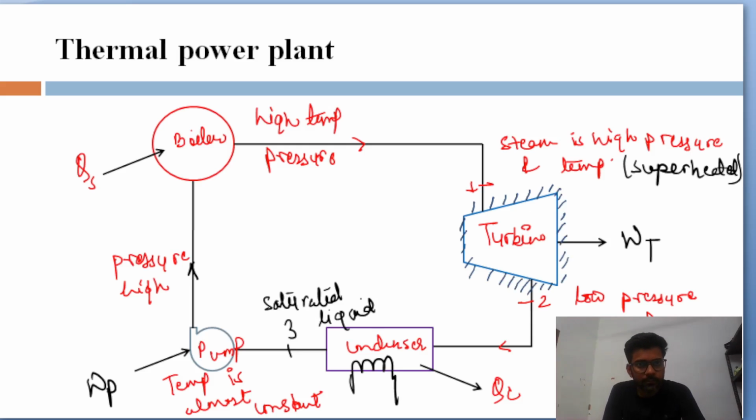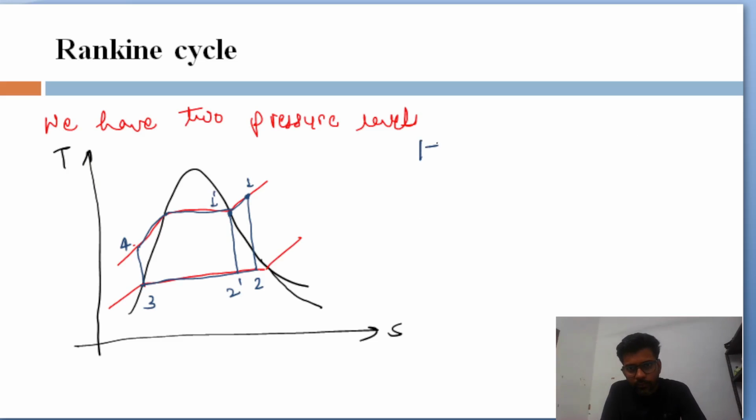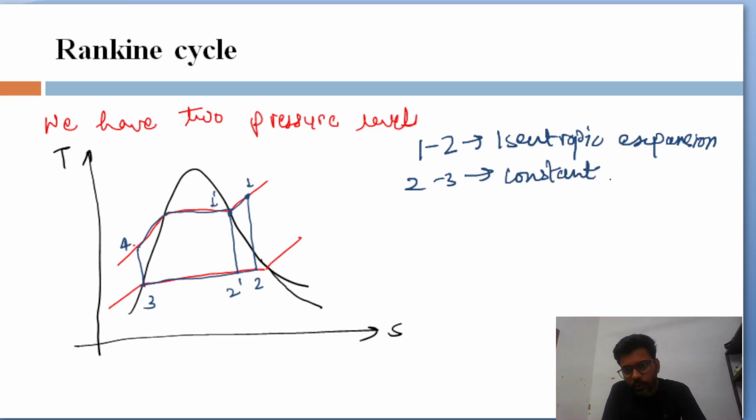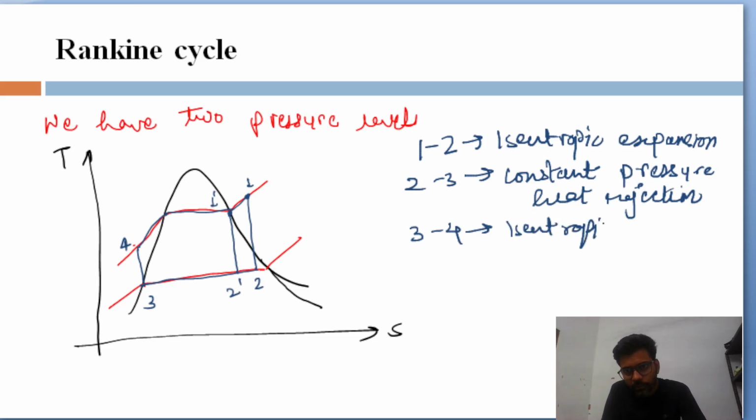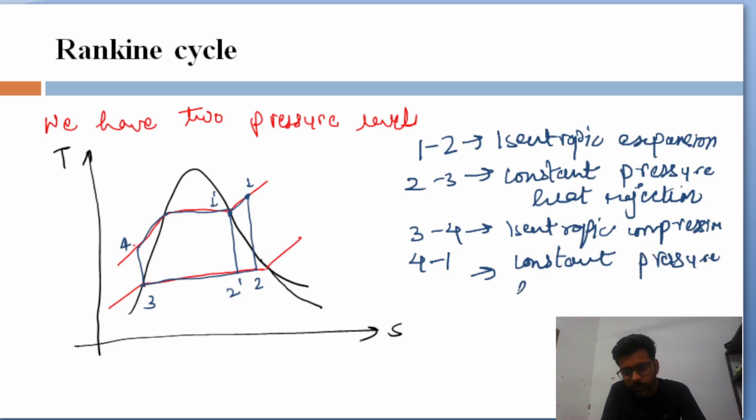Now the process 1 to 2 is isentropic expansion, 2 to 3 is constant pressure heat rejection in the condenser, and 3 to 4 is isentropic compression, and 4 to 1 is the constant pressure heat addition.